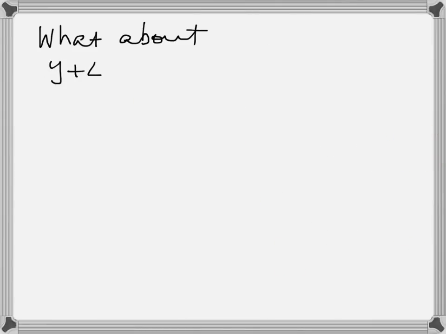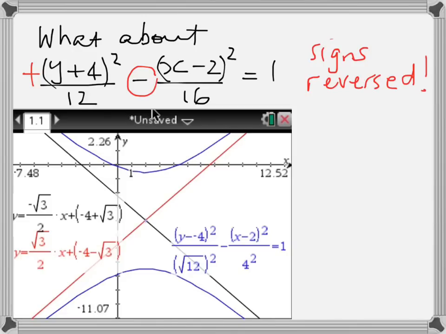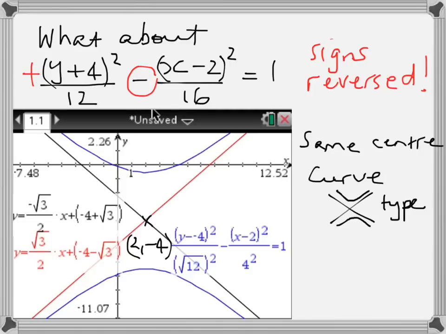Okay, now what about if y plus, oh yeah, this is the other kind of hyperbola. Now I've got the y squared term positive and the x squared term negative, right? So what does that do? I've already told you earlier. See if you can remember. The signs are reversed. Now, you see the blue hyperbola, it's not a left and right hyperbola. Now it is an up and down one. You see that? But the thing is, it has the same centre point. And the curve is an up and down one.